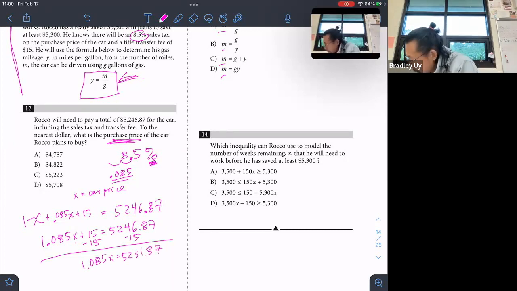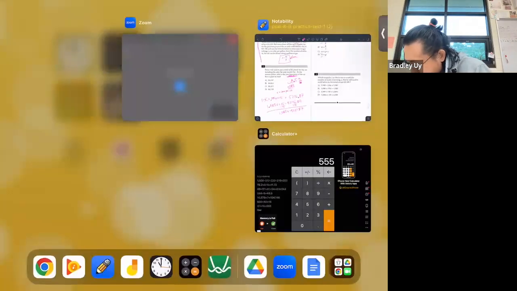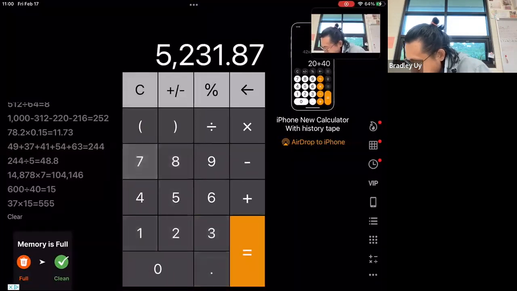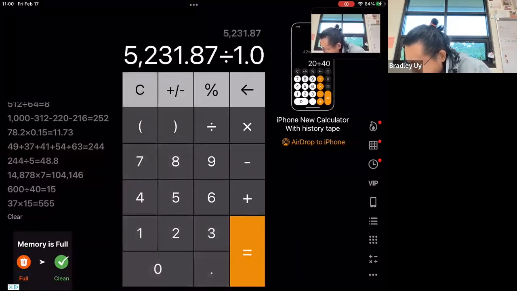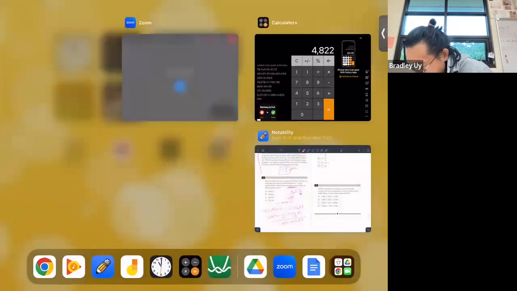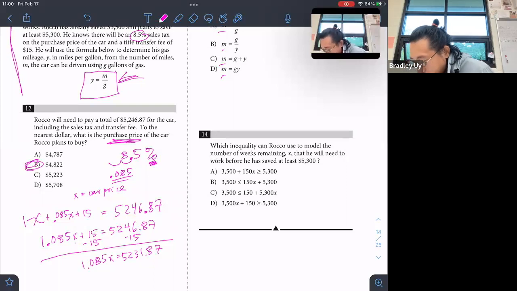5,231.87. And I'm going to bust out the calculator and I'm going to divide by 1.085, which should give me the price of the car. So grab my handy dandy calculator. 5,231.87 divided by 1.085, and that gives me this figure of 4,822. Very nice figure, which is answer B. That is X, which is the car price. Okie dokie. And that is number 12.